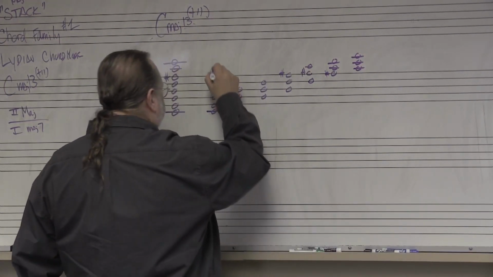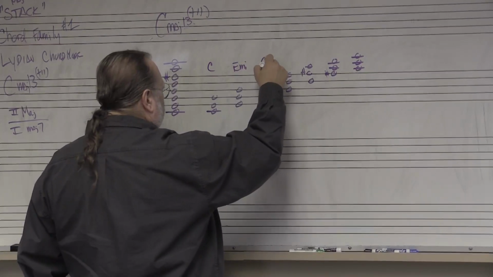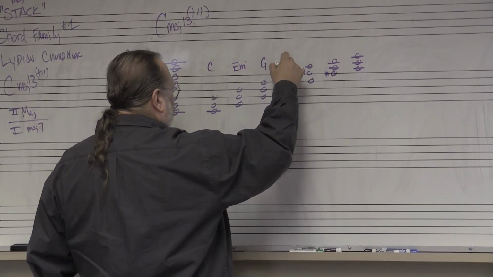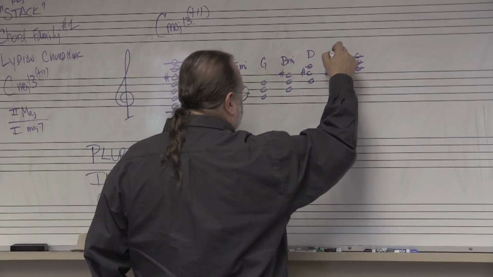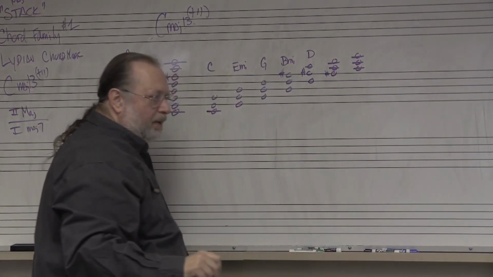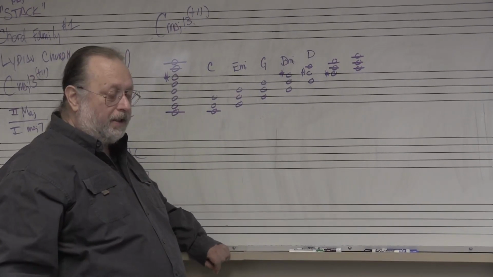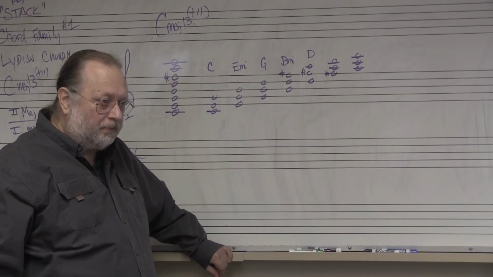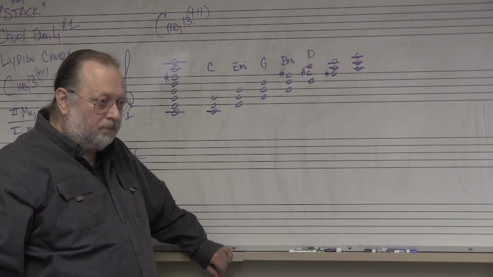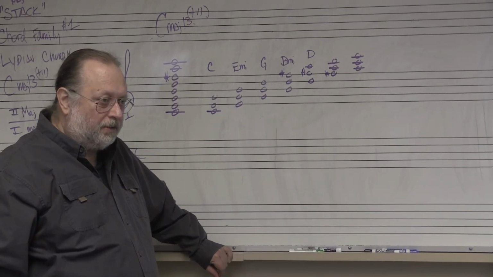So what do we have here? We've got C, E minor, G, B minor, and then D, and then F sharp, A, C. What's F sharp, A, C? F sharp to A is a minor third, and C is a flat 5. Minor third, flat 5 means the triad is diminished.